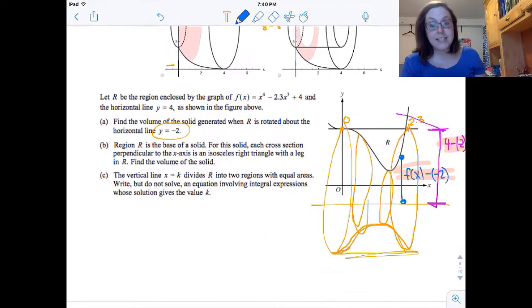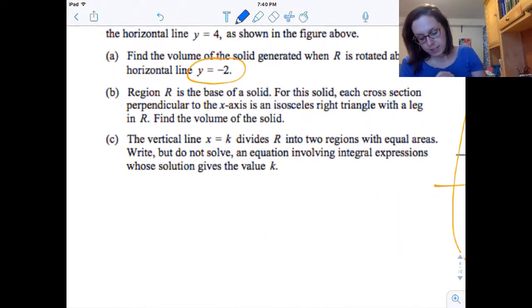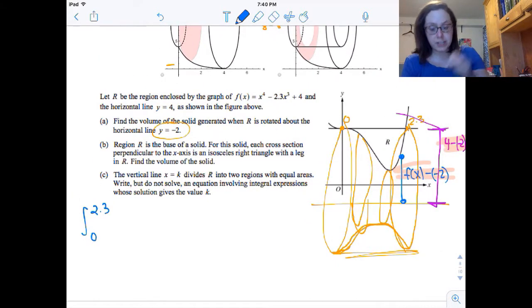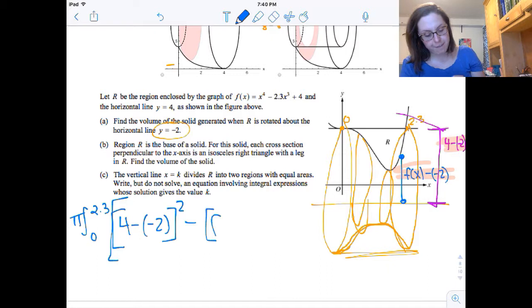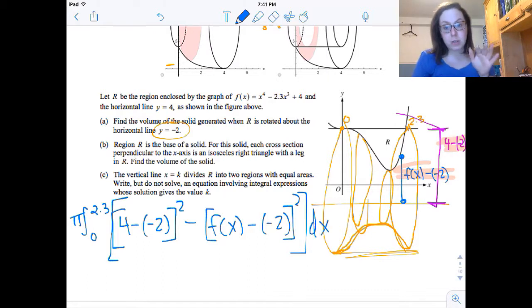So when I set this up, I'm going to say part A is the integral from 0 to 2.3 of pi times your outer radius squared, which is 4 minus -2 squared, minus your inner radius squared, which is F minus -2 squared, dx. And again, on the actual AP, I would evaluate this. I would just put it in my calculator. Again, treat it like a washer. This one happened to be.